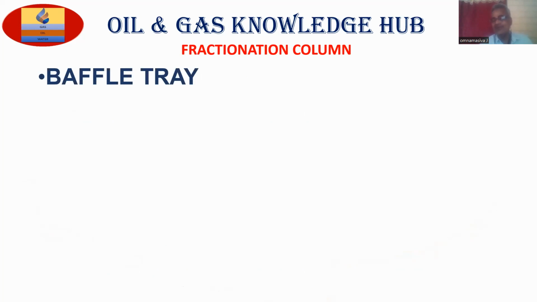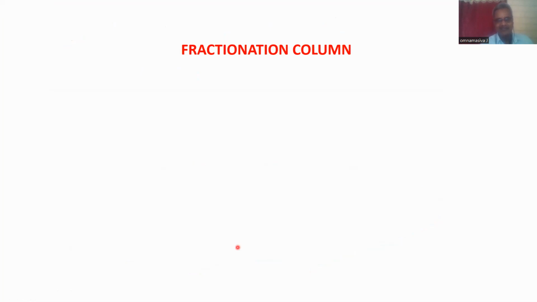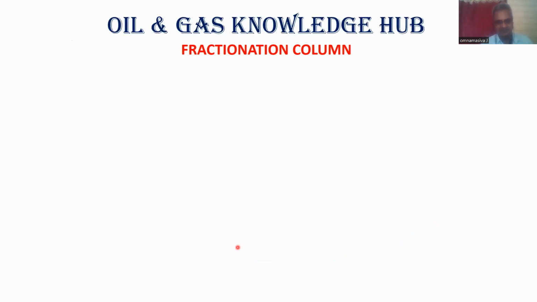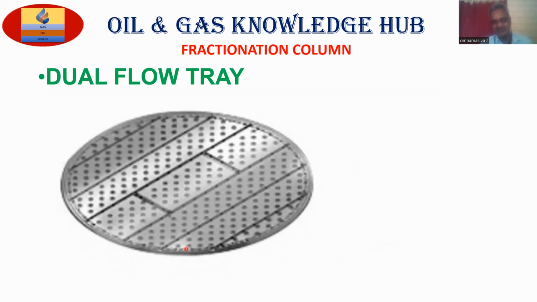Now we are talking about the baffle tray. This is called a baffle tray. You see this? Different holes are there, very small weirs are there. You can see that. Okay. Yes, my friends, this is the dual flow tray. This is called a dual flow tray. See? Different dual plates are there. This is a weir, a small weir. Okay.